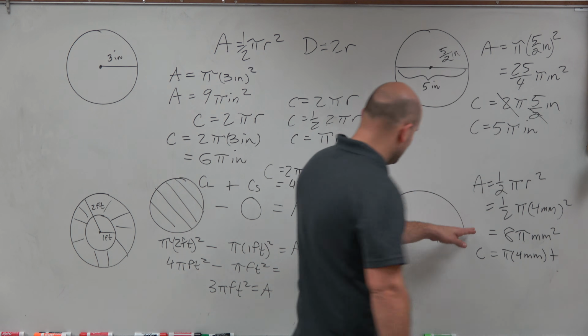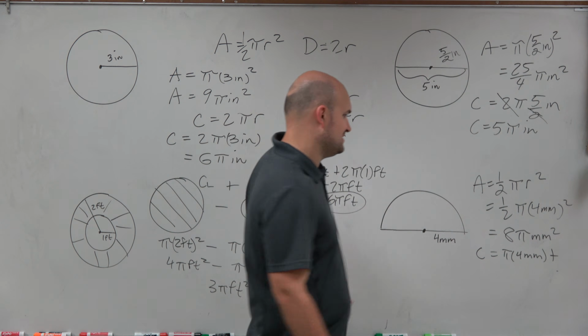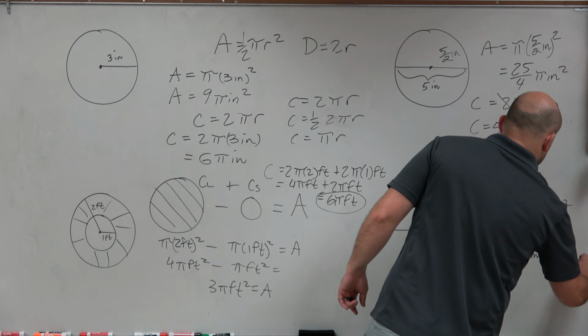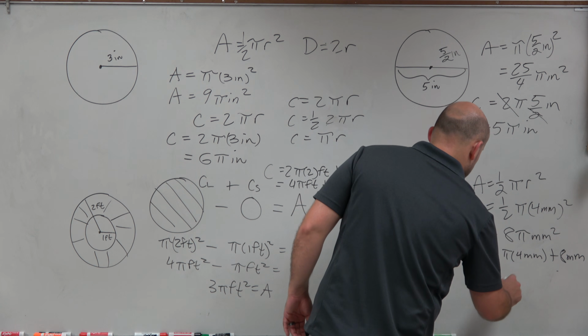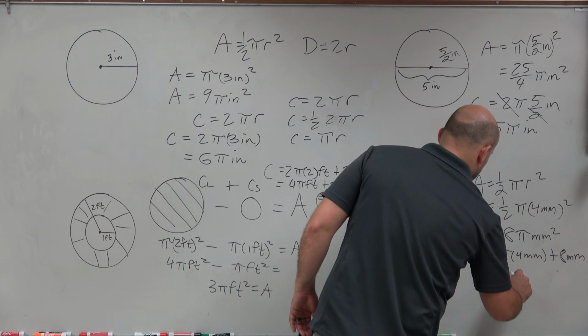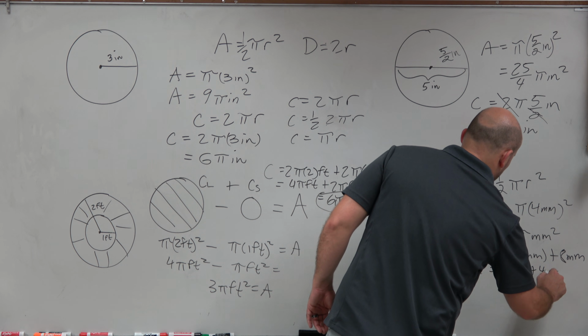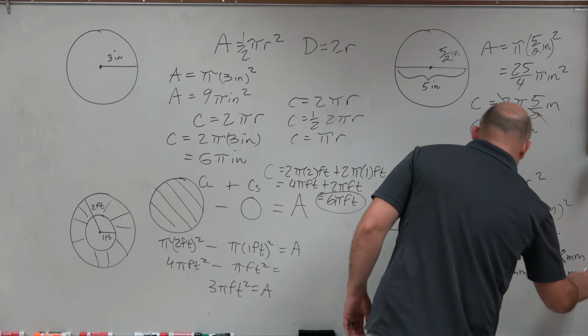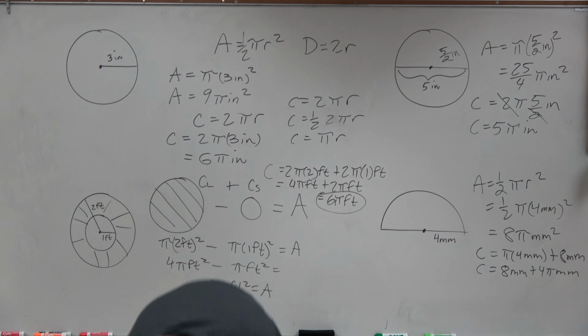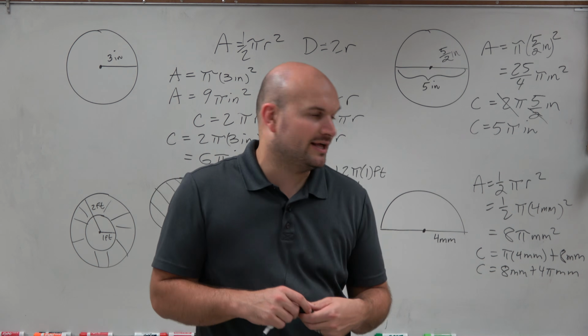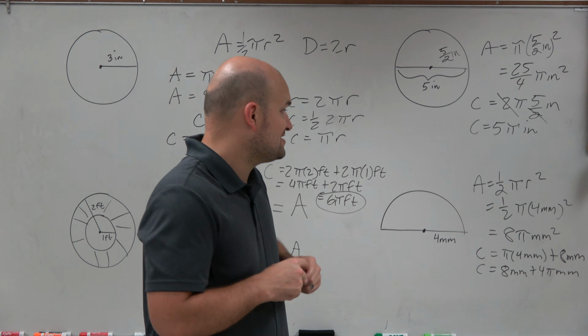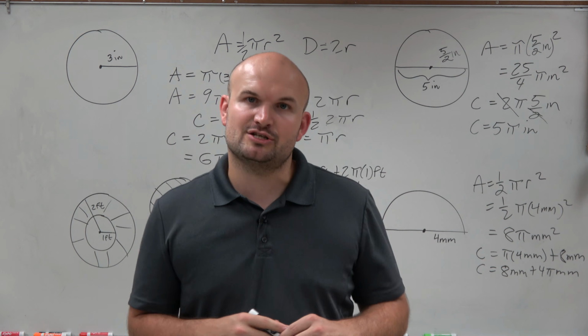And then I'm going to add it to my diameter, which is double my radius. So that's going to be 8 millimeters. So my circumference equals 8 millimeters plus 4 pi millimeters. Now, obviously, if we needed to approximate, we could plug those into our calculator, but for right now, since pi is irrational, we're going to leave it in terms of pi.